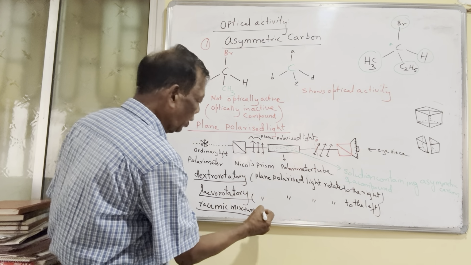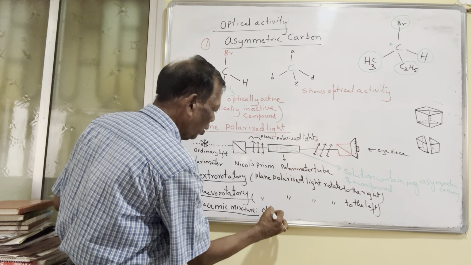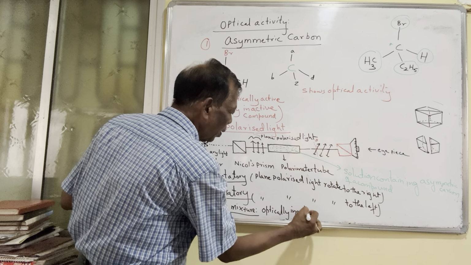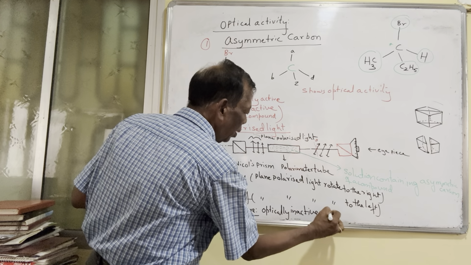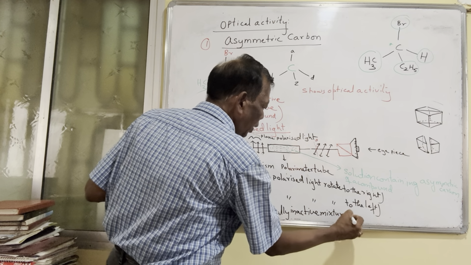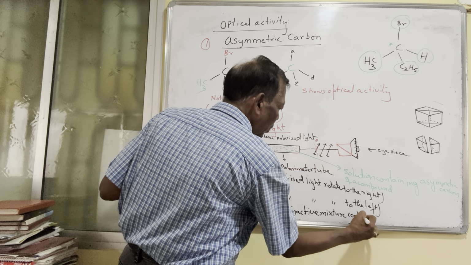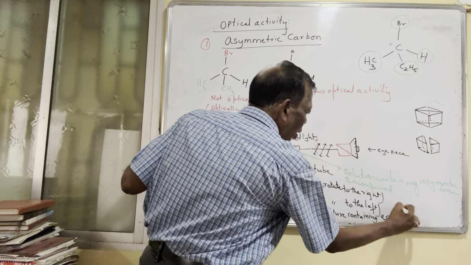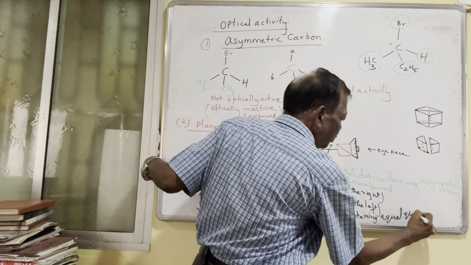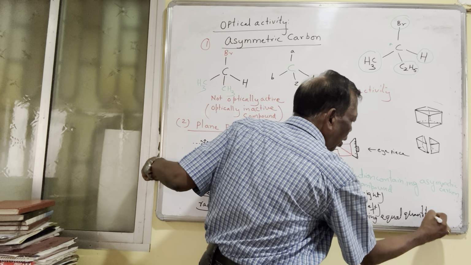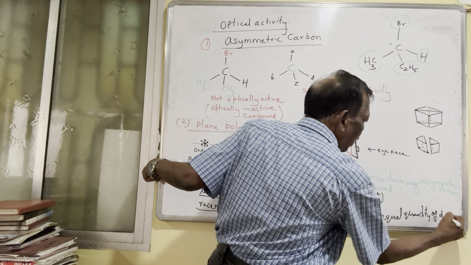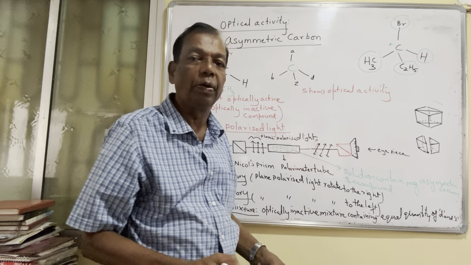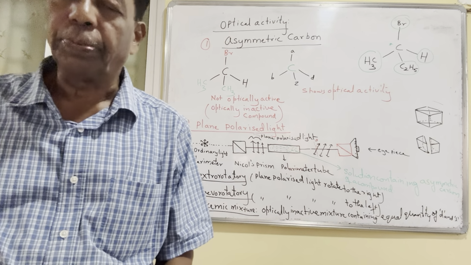So, an optically inactive mixture containing equal quantity of D and L, dextro and levo. That mixture is called optically inactive.